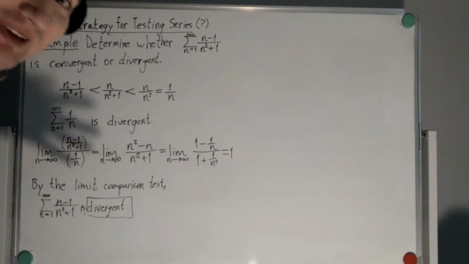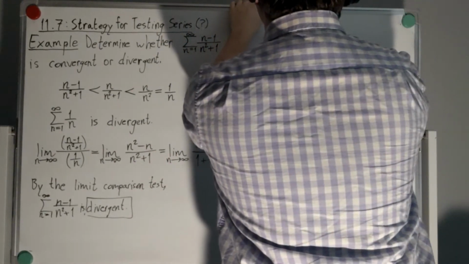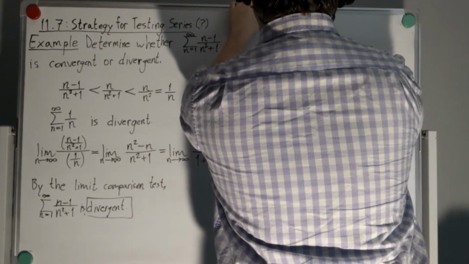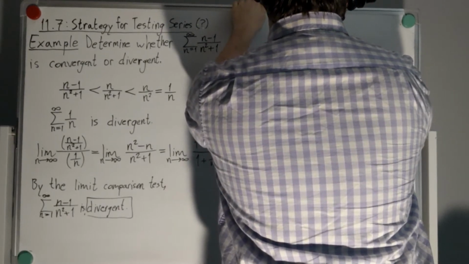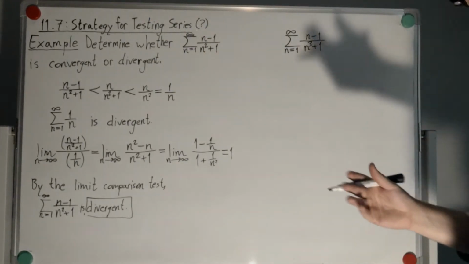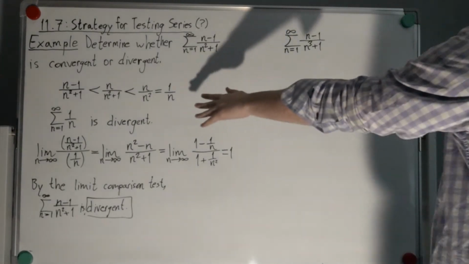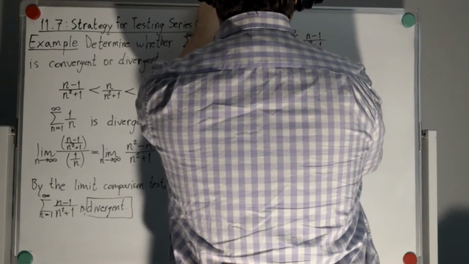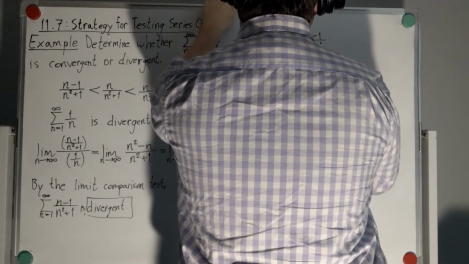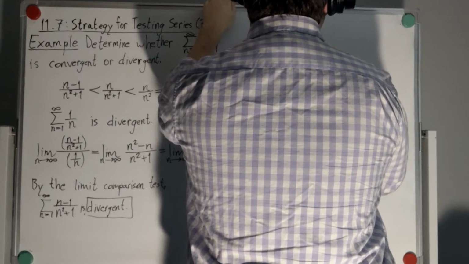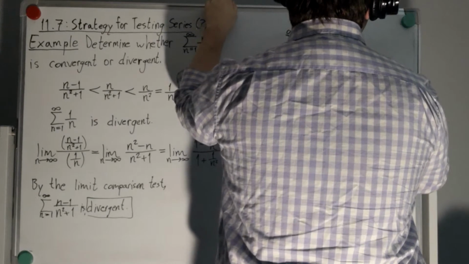Now, what I actually meant to write here was instead, same directions, the sum from n equals 1 to infinity of n minus 1 over n cubed plus 1. So that's different, right? If you do the same kind of reasoning, n minus 1 over n cubed plus 1 is less than n over n cubed plus 1, which in turn is less than n over n cubed, and that's the same thing as 1 over n squared.